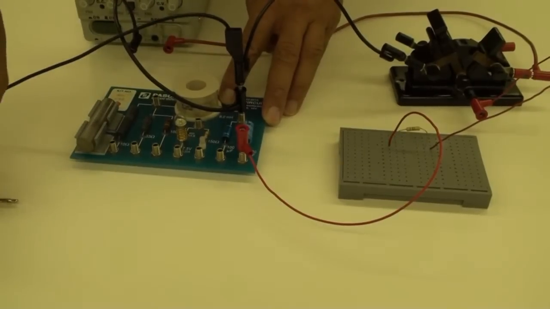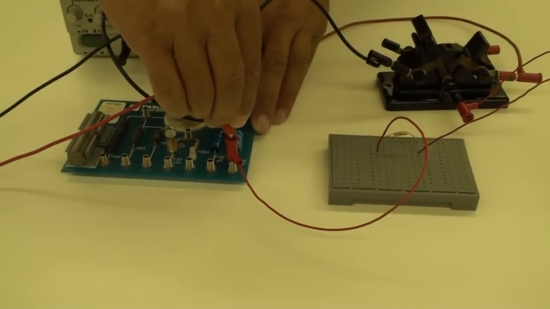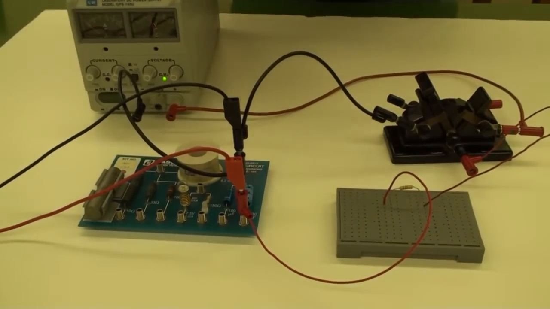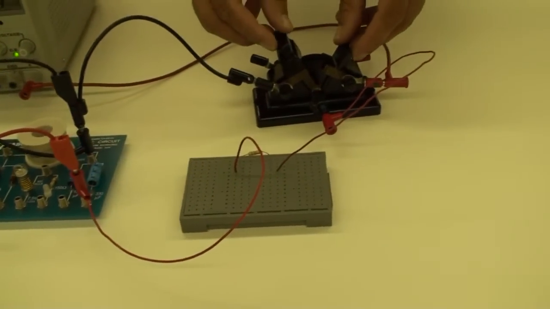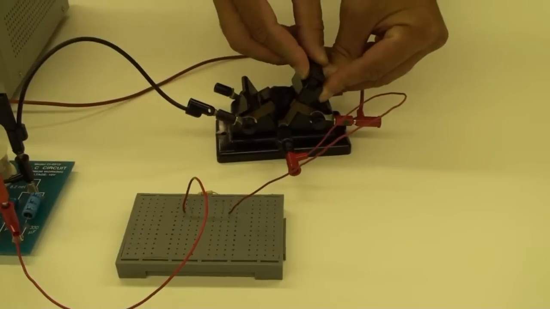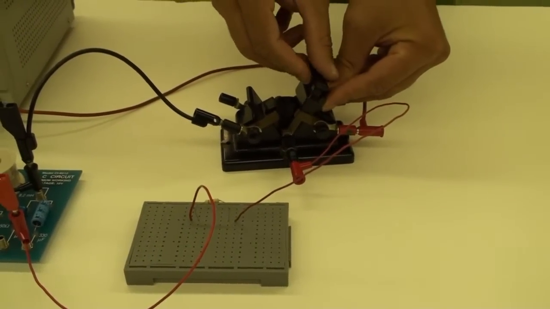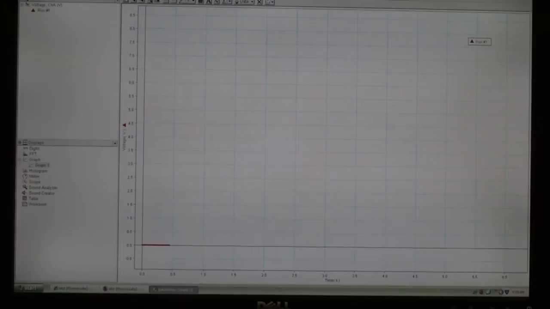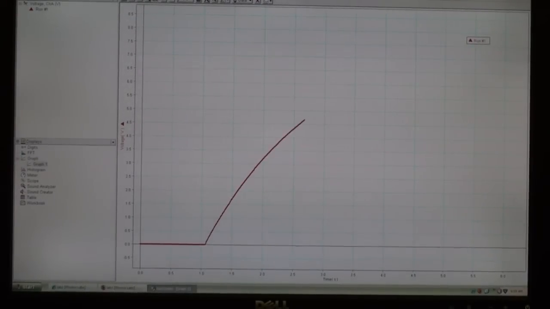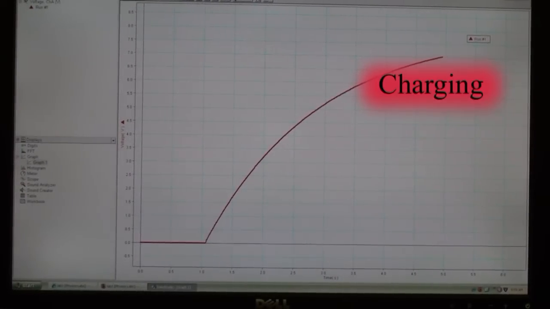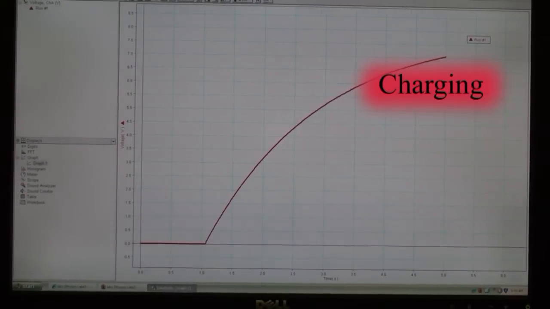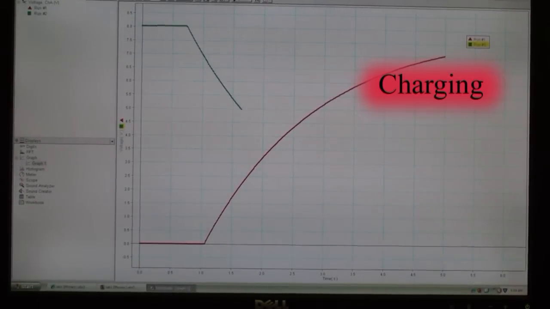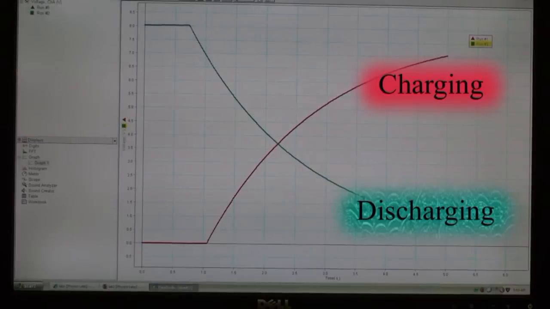Voltage sensor leads from Science Workshop will monitor the voltage across the capacitor. This is the same as measuring the charge, since the two are proportional to each other. Toggling the switch will either charge or discharge the capacitor. Here is a plot of the voltage across the capacitor during the charging process. And here is the voltage as the capacitor is discharged.